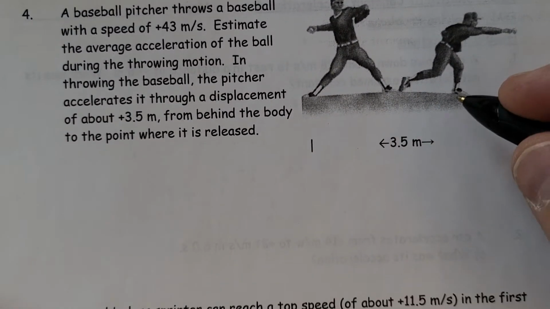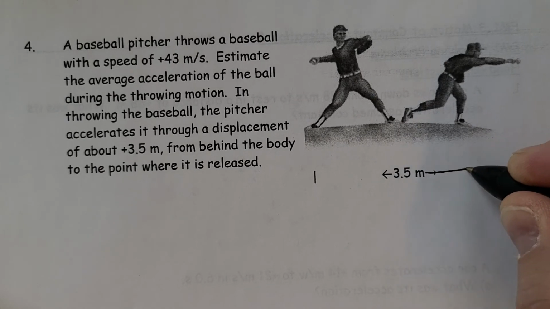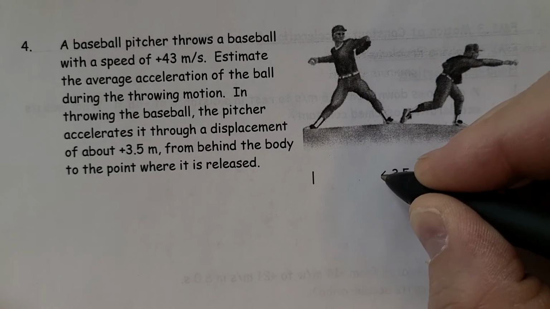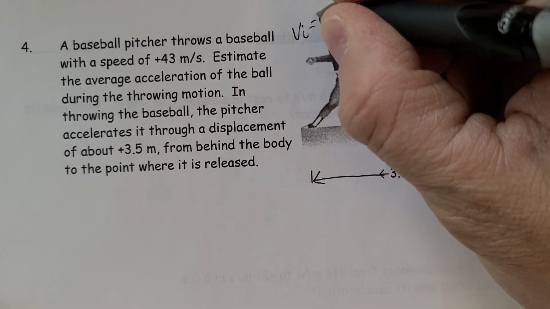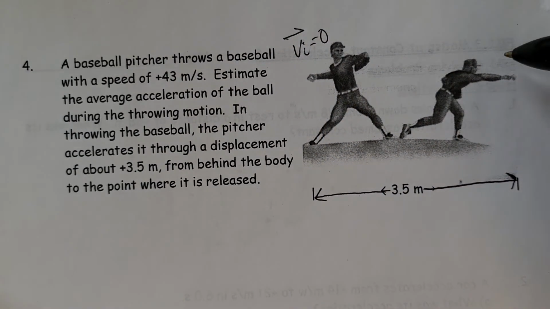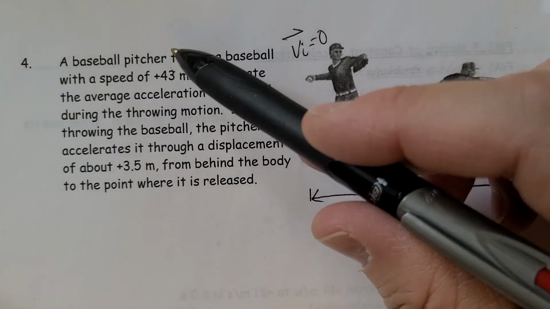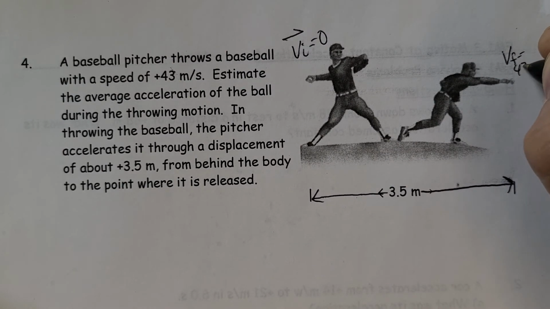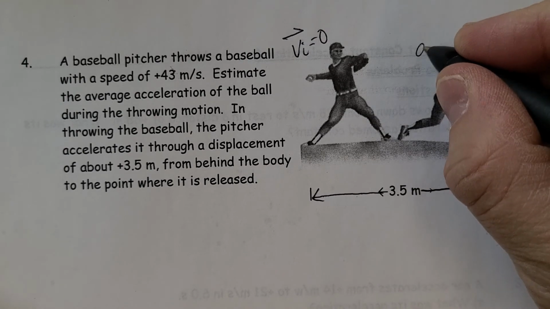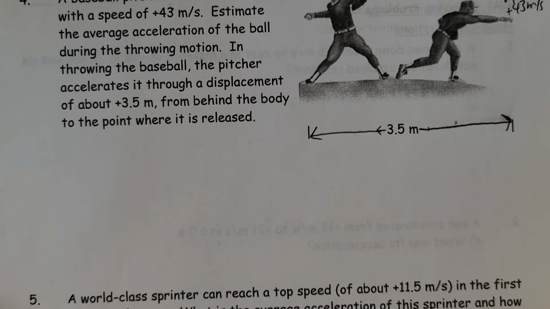Number 4, the baseball pitcher one. Now, when making this diagram, this arrow, of course, is supposed to be all the way to here. So starting here, where VI is equal to 0, and then having a V final here that reaches 43. And you're looking for acceleration, and you'll be surprised how big that number will be.